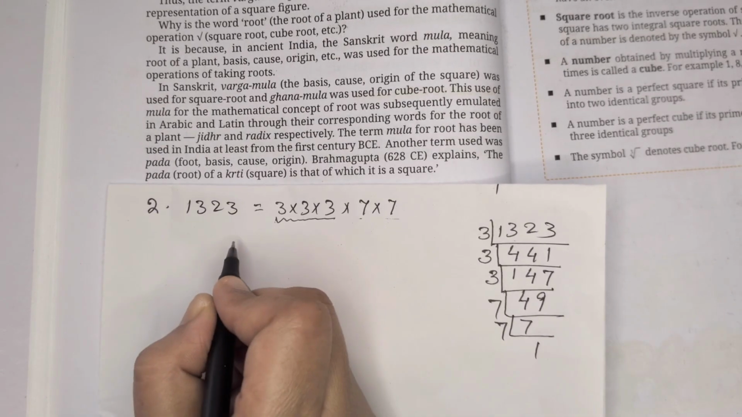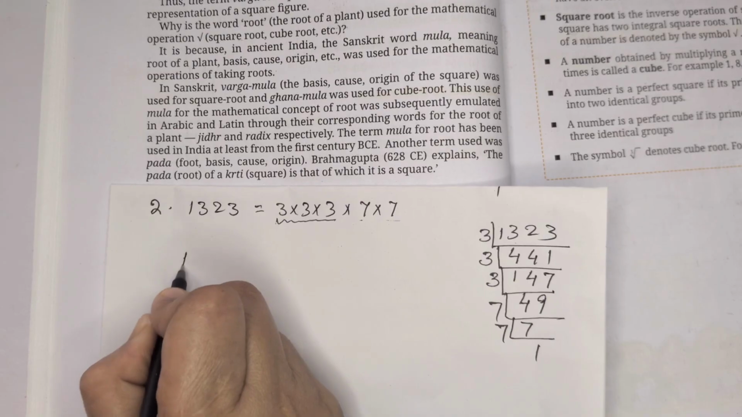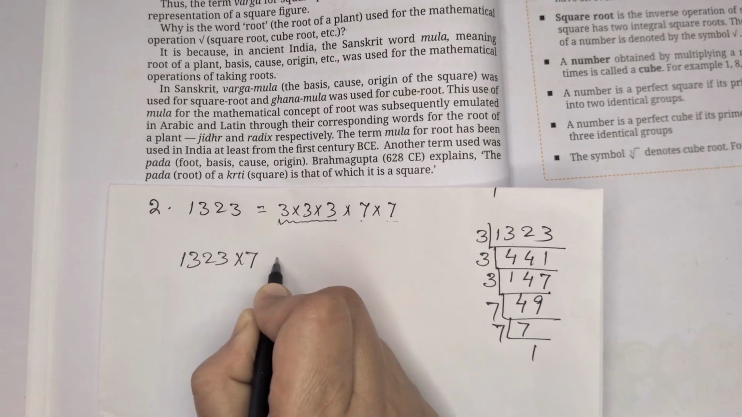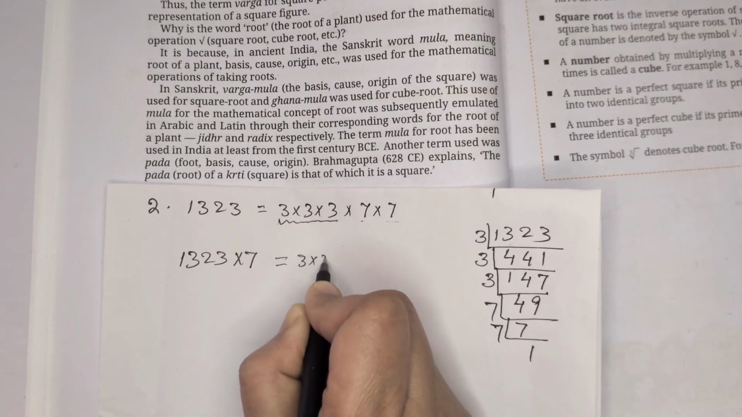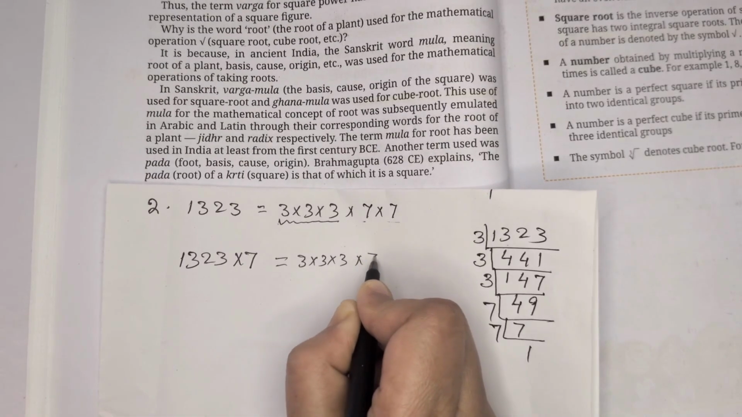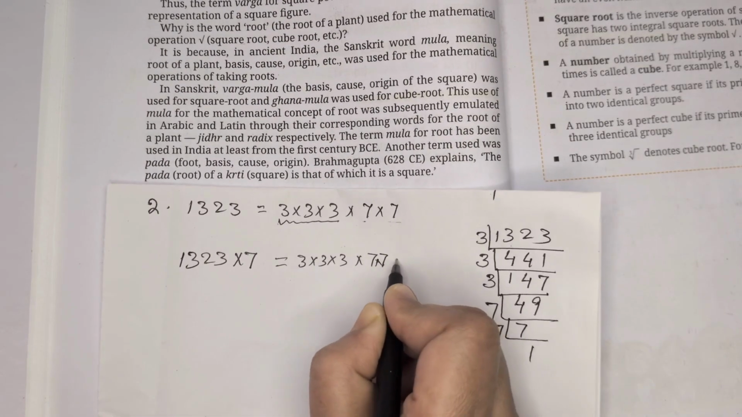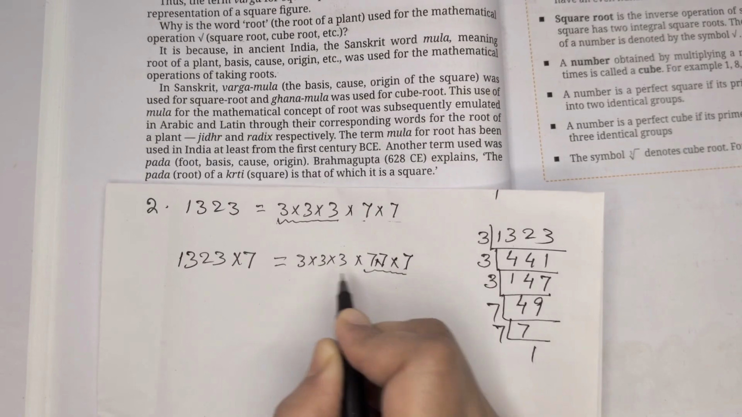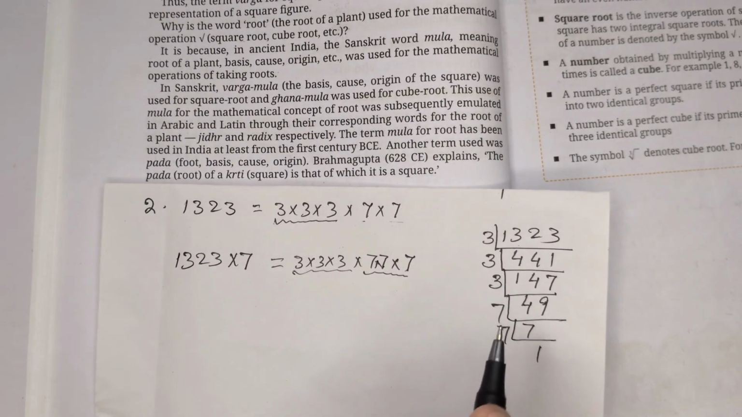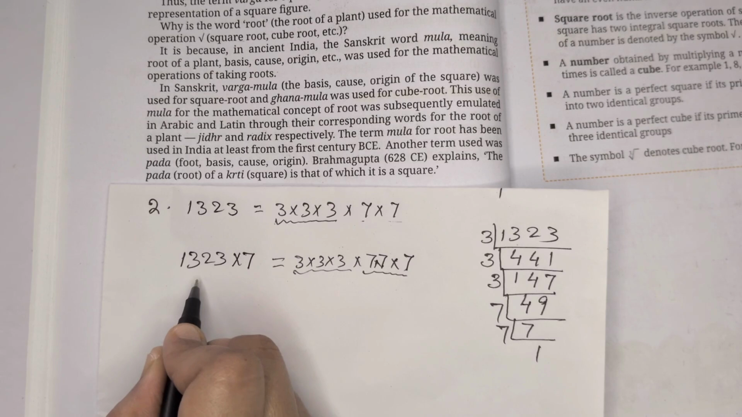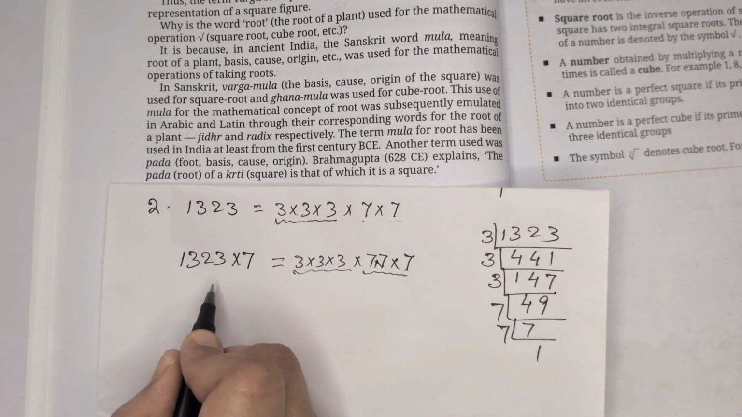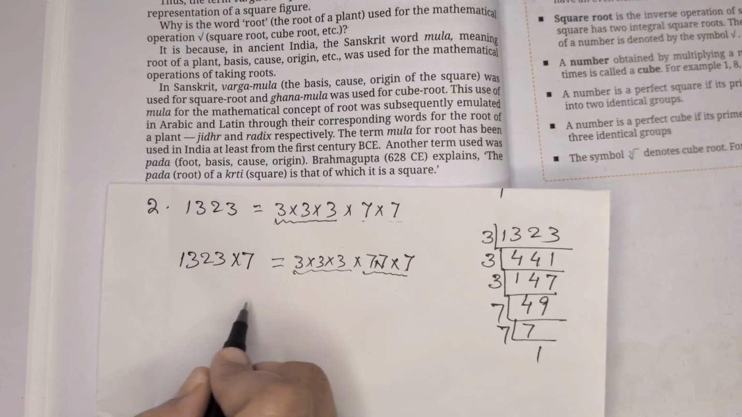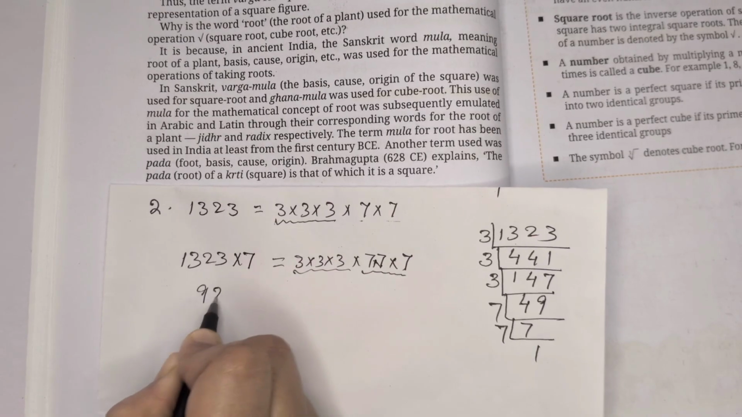Which means we need one more 7. We have to multiply the given number by 7. Already here there are 2 sevens, so when you multiply with one more 7, it will become a group of 3 as well. So 1,323 times 7 is equal to what we are getting, 9261.